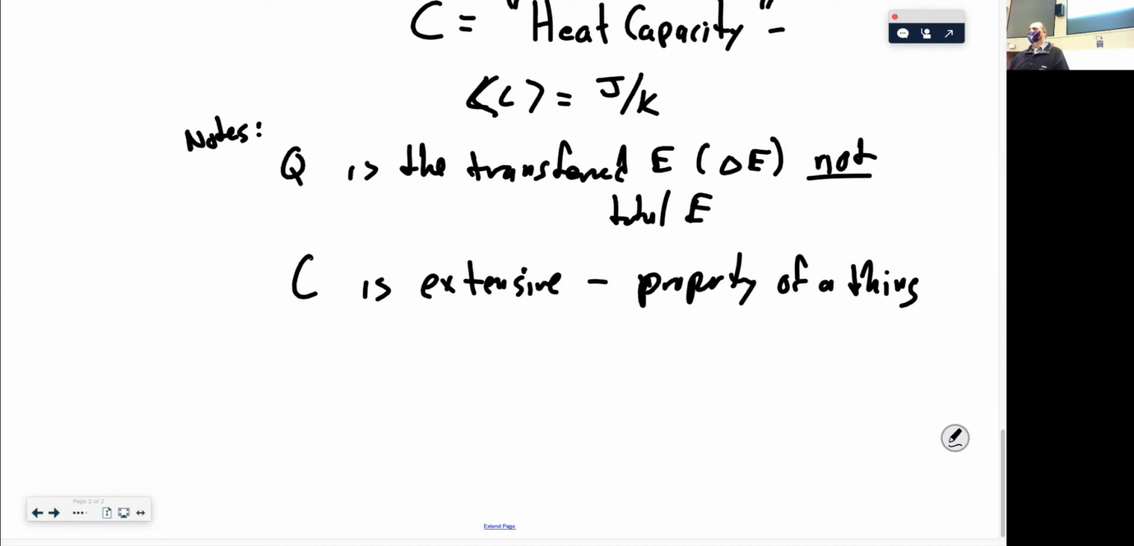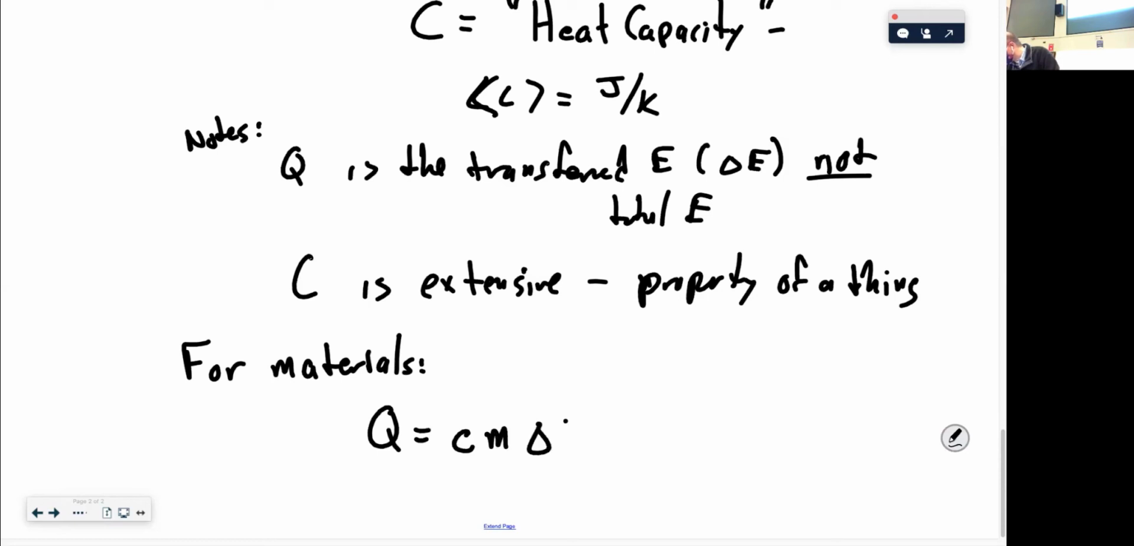So it's not all that useful. Heat capacity is not that useful a thing. We'd much rather have a property that we could write down about water that is true for all sizes of water, that is material dependent and not thing dependent. So this is almost always the one we're going to use instead. For materials, for substances, Q equals lowercase c times m times delta T.